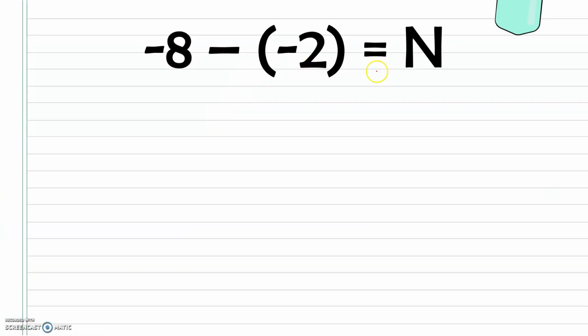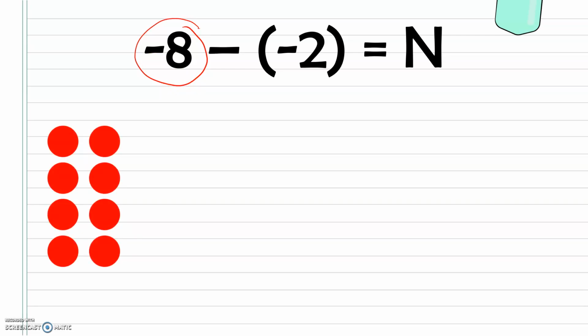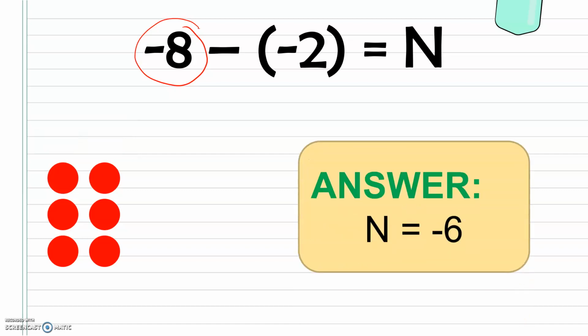Negative 8 minus negative 2 equals n. Using colored chips, just like in the number line, we'll first represent our minuend. So negative 8 will be represented using 8 red chips. Now if you will subtract negative 2, it simply means that from our 8 red chips, we'll be subtracting 2 red chips. And that will give us negative 6. We were left with 6 red chips when we subtracted 2 red chips from our 8 red chips.